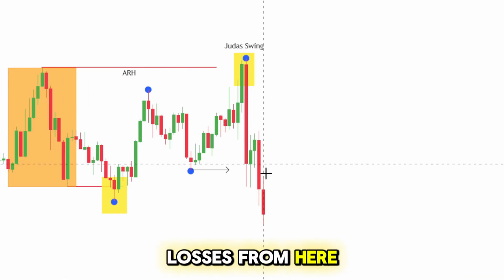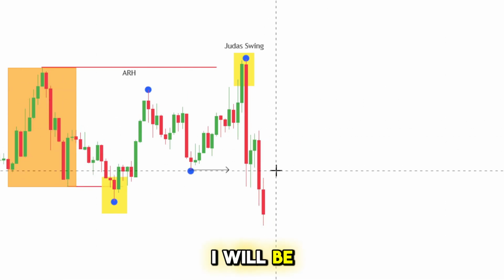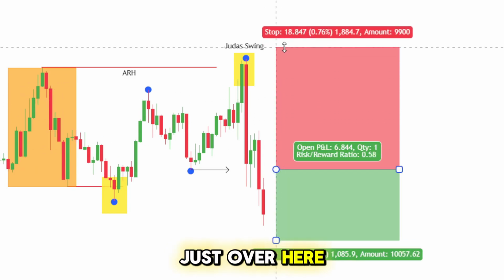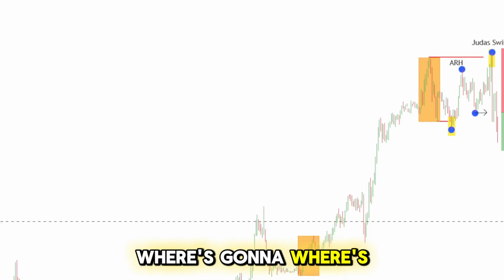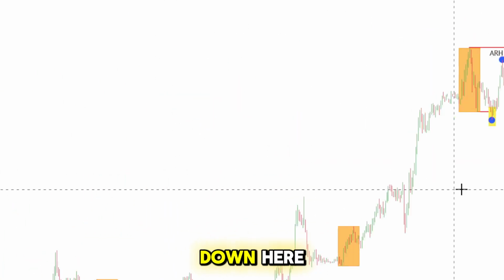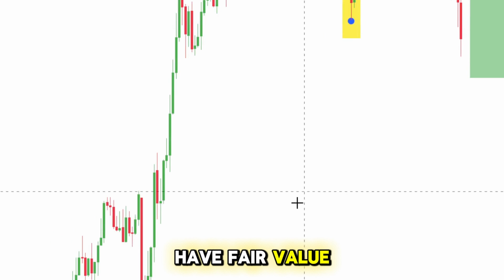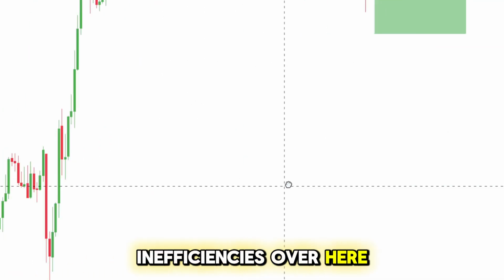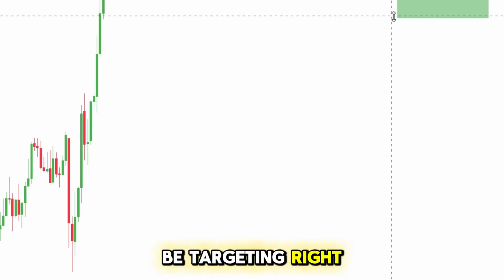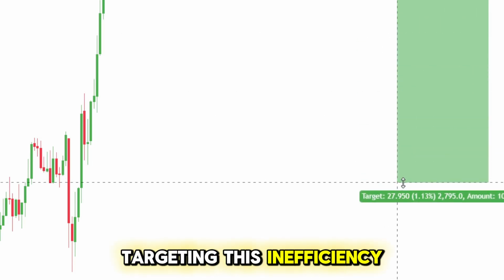losses. From here now, I would be happy to place a sell trade just over here, stop loss above the Judas swing. And you want to target from here, where's our target going to be? Well, our target is going to be down here. Notice how we have fair value gaps to target over here. We have some inefficiencies here. We have some inefficiencies over here. So this is where you want to be targeting, right? You want to be targeting this inefficiency down here.